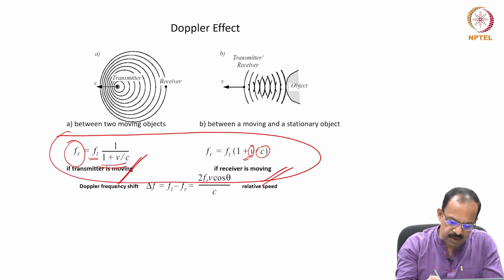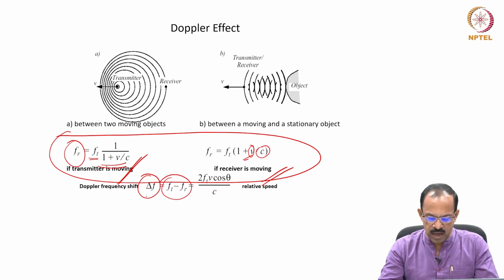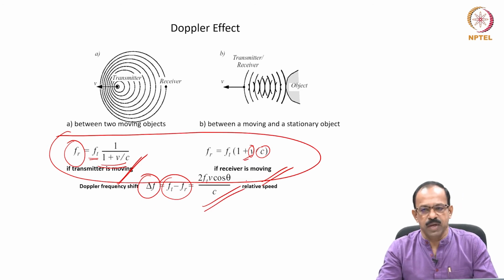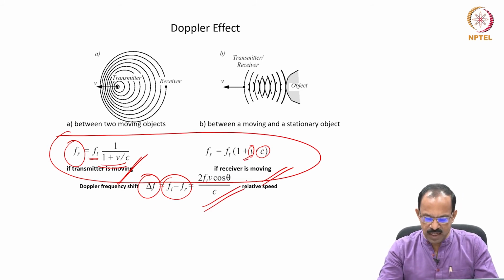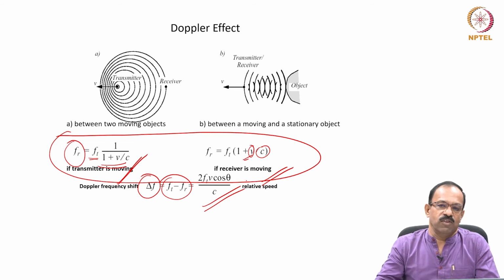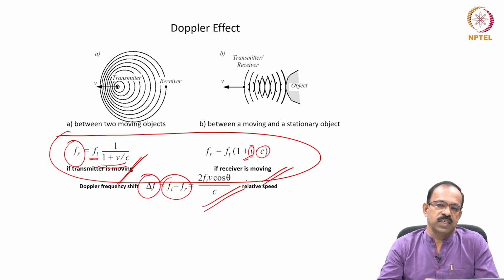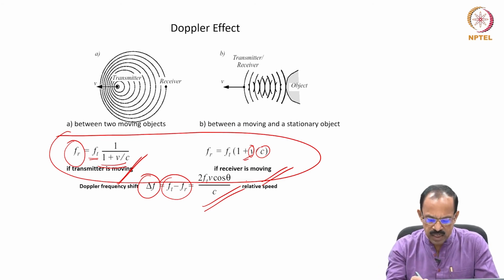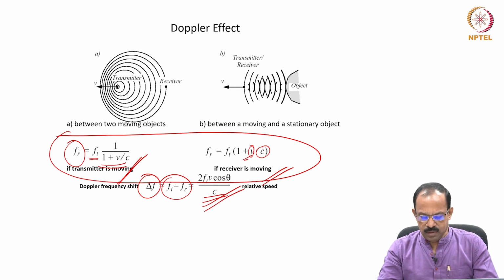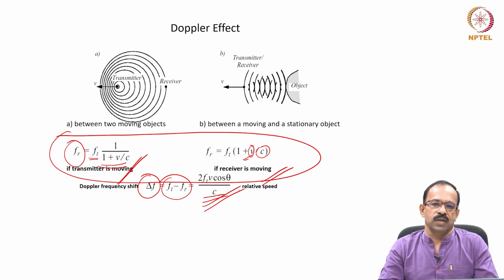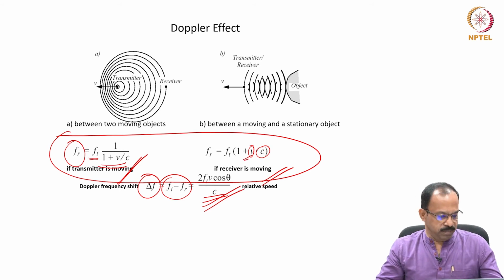The Doppler shift delta F is Ft minus Fr, which can be given as 2 Ft V cos theta by C, where Ft is the transmitted frequency, V is the speed, and theta is the angle at which you are measuring it. If it is normal, then theta will be 0, otherwise you will have an angle between the transmitted and received signal, and C is the velocity of the signal in the medium.